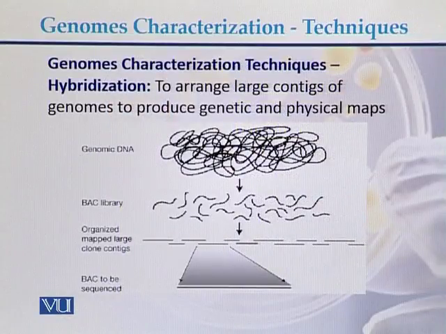So here we can see genome characterization by hybridization. This is the genome of a particular organism. To arrange large contigs, this genome was digested with the help of restriction enzymes. So restriction enzymes converted the genome into small pieces. These small pieces were arranged into clone contigs. To arrange these pieces in the form of clone contigs, the DNA hybridization technique was used.